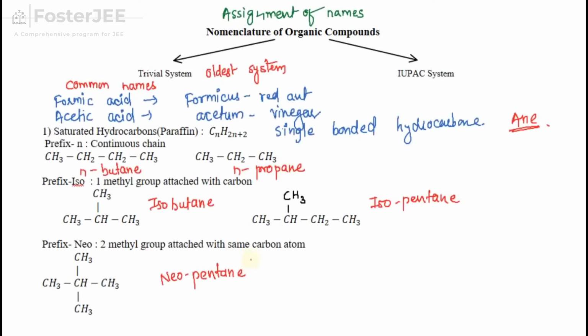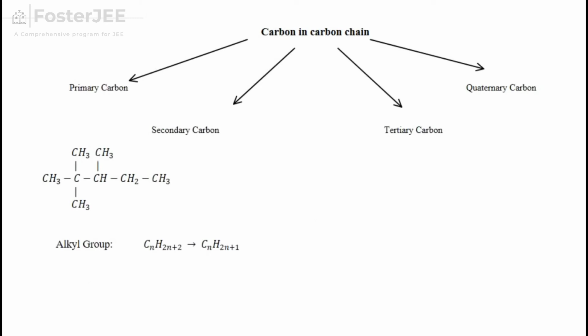Now, one more important thing is there are 4 types of carbon atoms in a carbon chain. The first one is primary carbon. Second one is secondary carbon. Similarly, tertiary carbon and quaternary carbon. So, when a carbon is attached with only one carbon, or no carbon, then that is known as primary carbon.